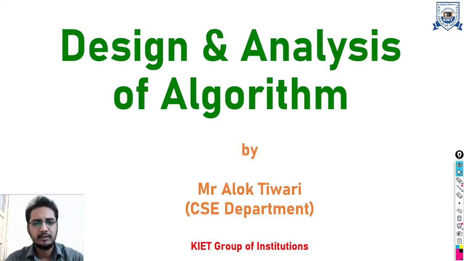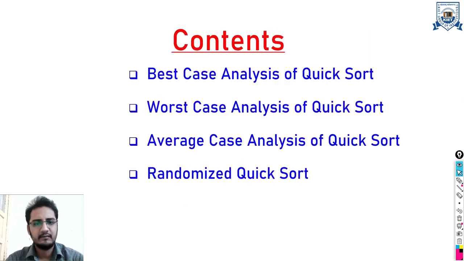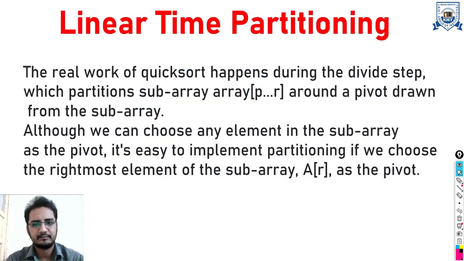Hello and welcome to the lecture on the analysis of quicksort. In the last lecture, we have seen how a quicksort works. The major function in a quicksort is partitioning. So if we are able to do partition in a certain way, that affects the best case, worst case and average case complexity of a quicksort. Now let's see how it affects the complexities.